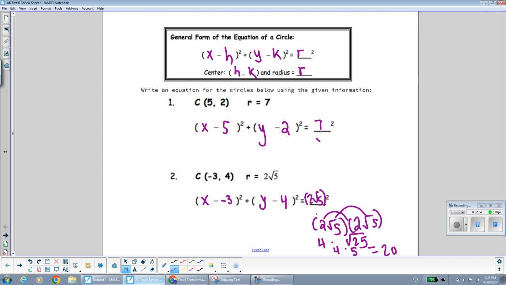So we could also write 20 here instead of 2 radical 5 squared, but I'm just going to leave it as 2 radical 5 squared so you could see that the right-hand side of the circle equation is radius squared. It's not just radius, it is the radius squared.